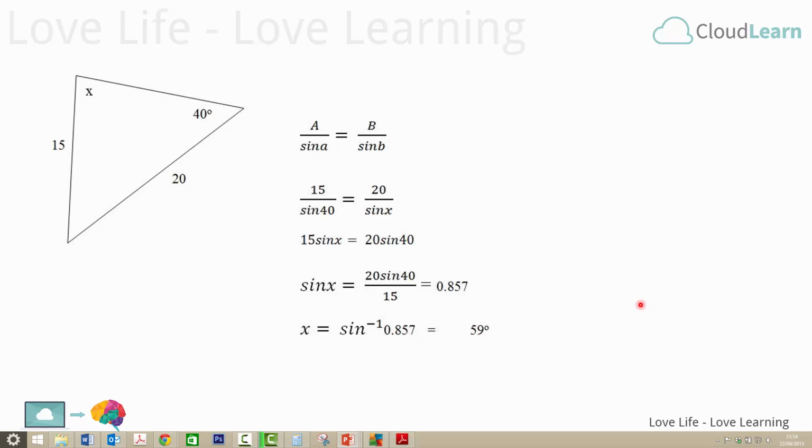The next step is to do sine to the minus 1 of that, so sine to the minus 1 of 0.857 will give us an angle of 59 degrees. So that's the value of x.